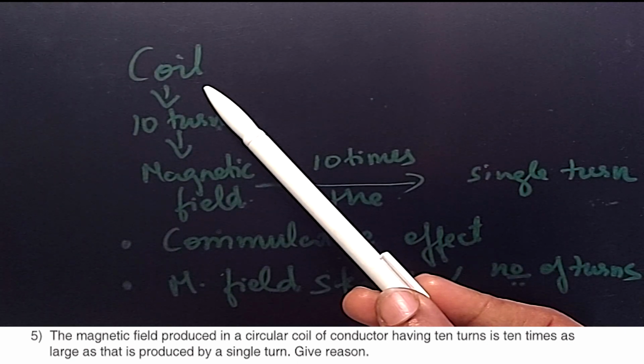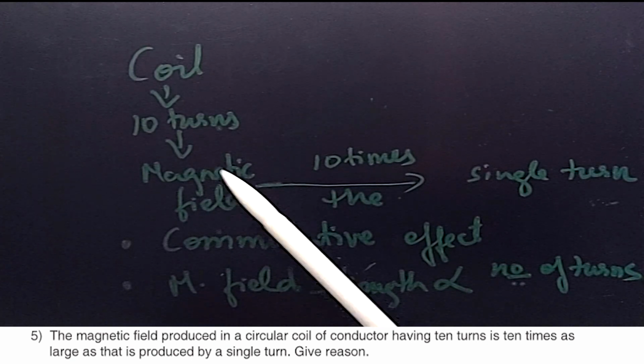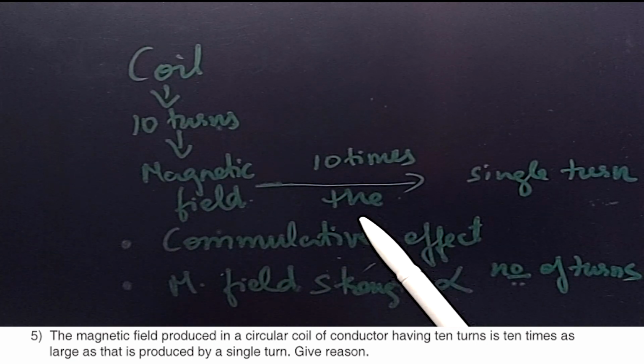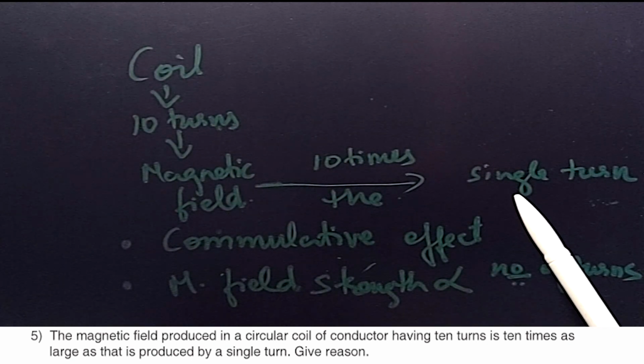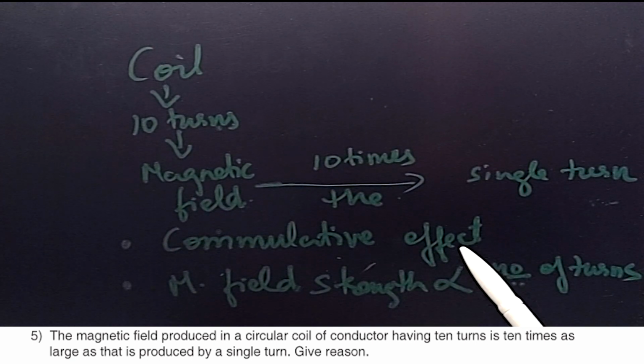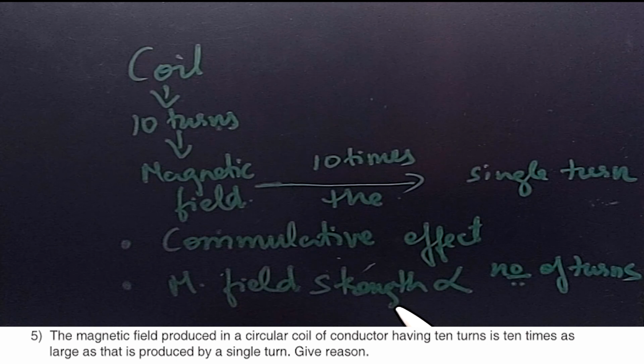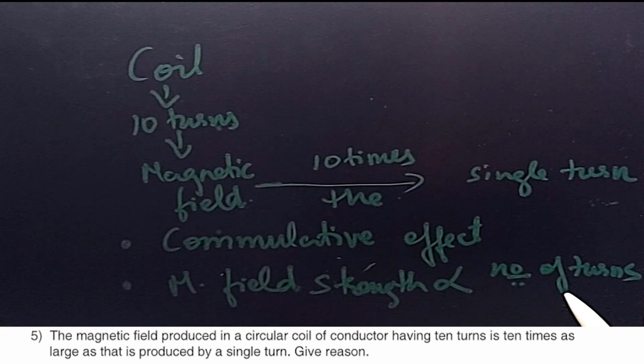When current is passed to the coil which is having 10 turns, the magnetic field that is going to be produced in the coil will be 10 times that of a single turn. What is the reason? It is due to the cumulative effect of the magnetic field and the current, and also the magnetic field strength that is going to be produced is directly proportional to the number of turns.